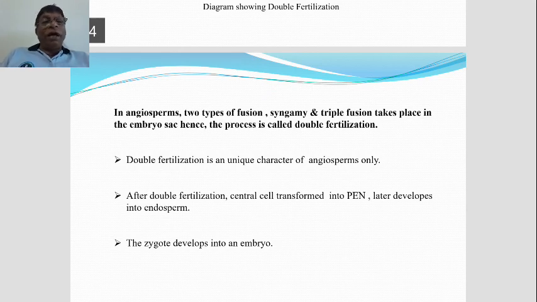What happens after double fertilization? The central cell, the big cell, is transformed into the primary endosperm nucleus, which is triploid. Later it develops into triploid endosperm. Okay? The endosperm is formed from the PEN. Then the zygote develops into an embryo. So that's all about double fertilization. Very important for the main examination and CET, NEET. Okay, very important. Thank you.